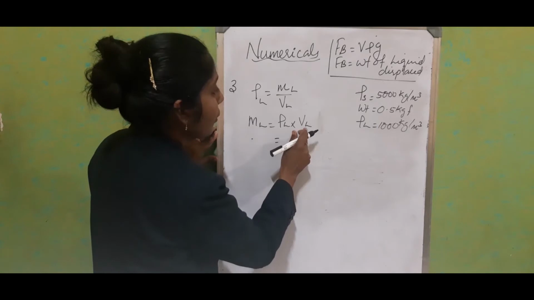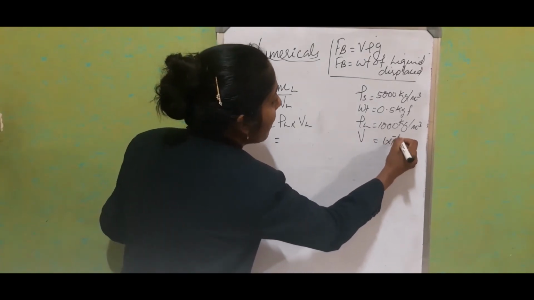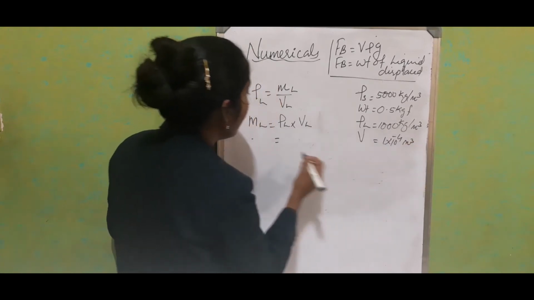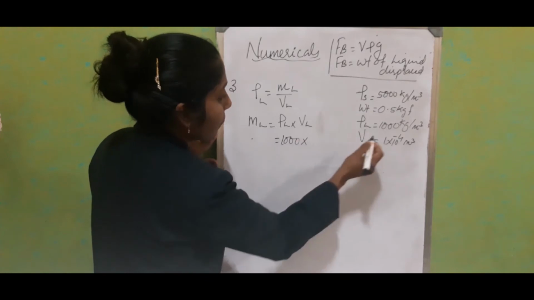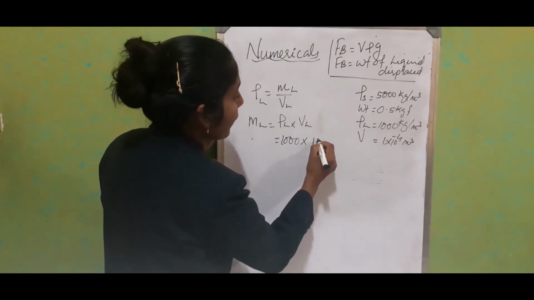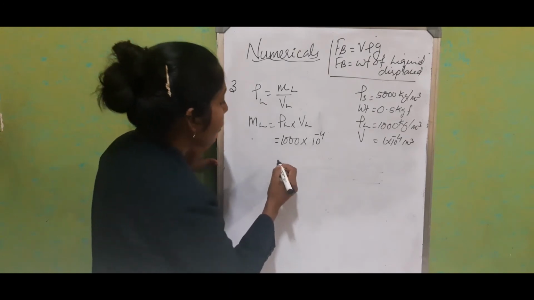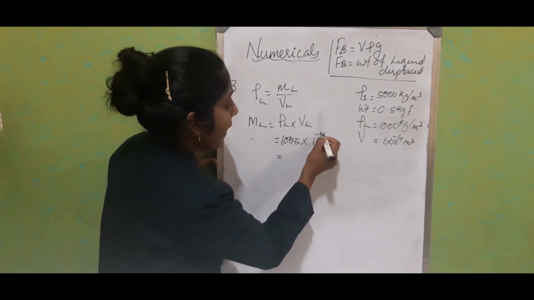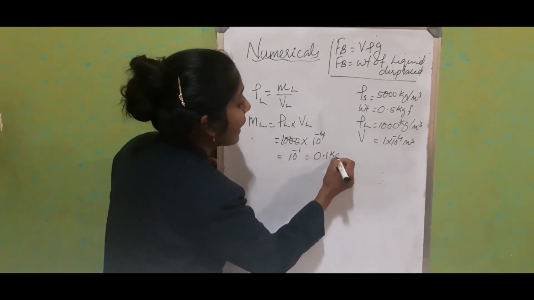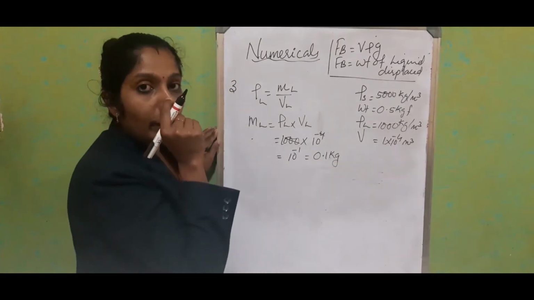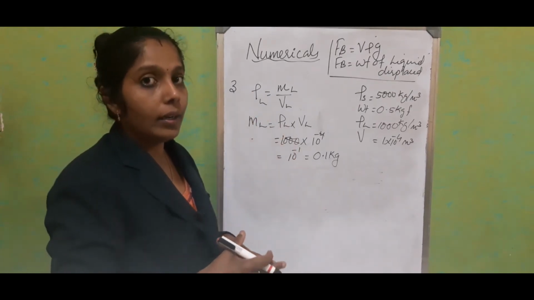That is equal to the volume we already found, 1 into 10 to the power minus 4 meter cube, times the density 1000. So what will we get? 1000 is 10 cubed, which multiplies with 10 to the power minus 4 to give 10 to the power minus 1, or 0.1 kilogram. So 0.1 kilogram is the mass of the water displaced.